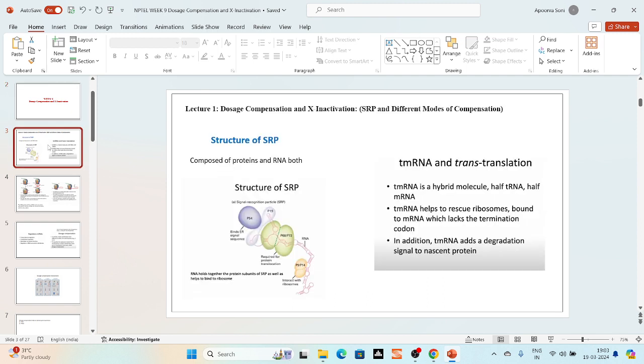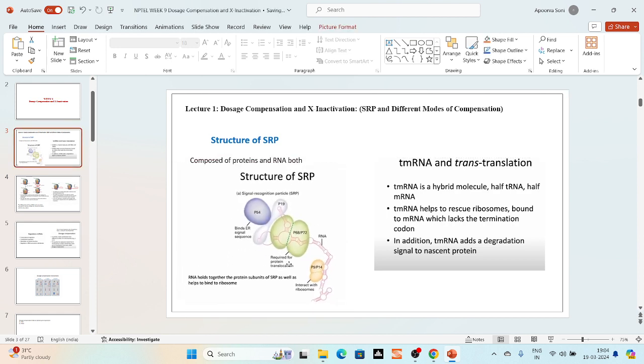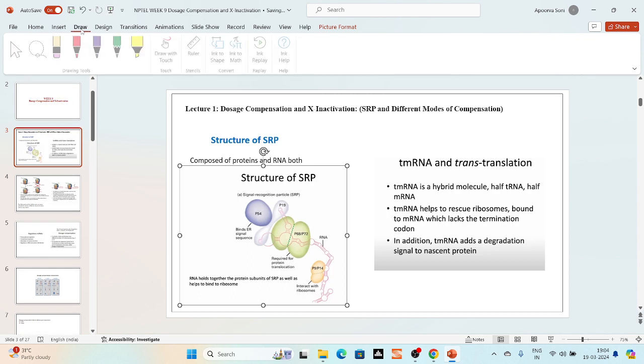So our first chapter is about signal recognition particles and different modes of compensation. Signal recognition particle is composed of both proteins and RNA. You can see the basic structure of a signal recognition particle. It has protein components as well as RNA components. The RNA holds together the protein subunits of the signal recognition particle, and it also helps the signal recognition particle to bind to the ribosome.